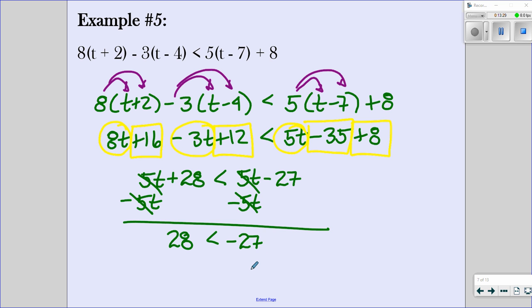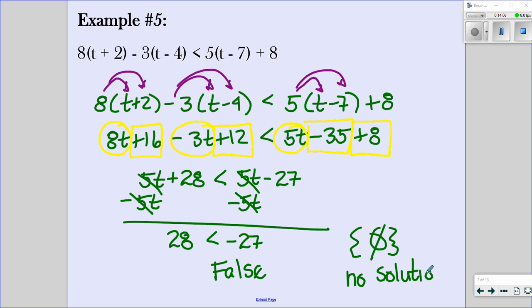Now when you look at that, usually you want to see a variable being less than or equal to, greater than or equal to, whatever number. But in this case there'll be times where you have both the terms cancel out on both sides with the variable, and you're left with the coefficient. So this one says 28 is less than negative 27. Is it true that 28 is less than negative 27? No, that is false. So that means when you have a false statement like this, there's no solution.